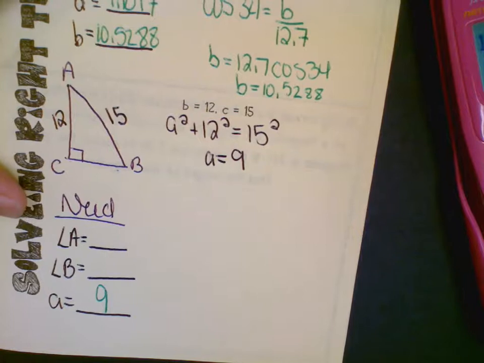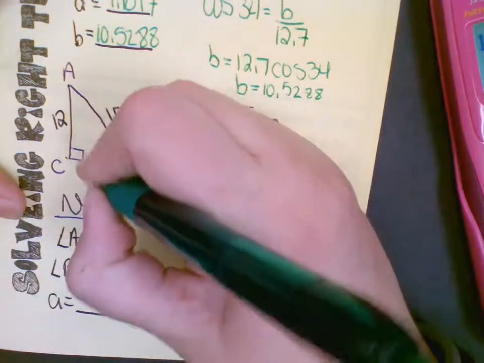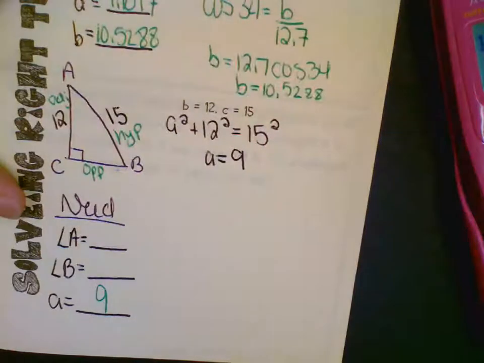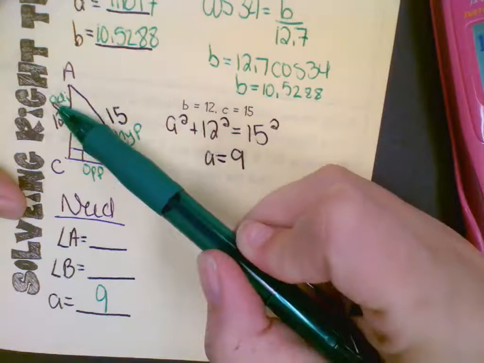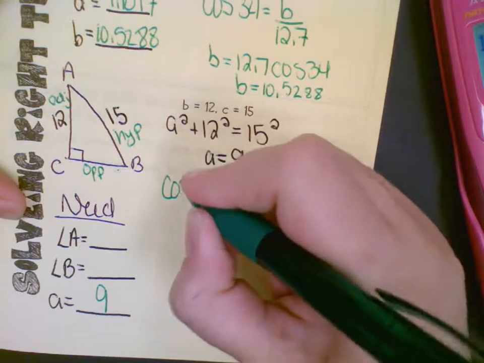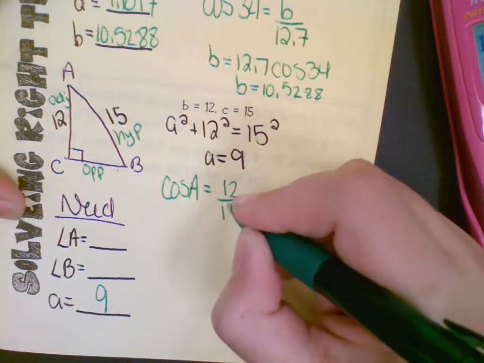So to find angles, we set up our trig ratios just like we did for the last one, but this time we're finding theta instead, or A and B. So label everything that you have with hypotenuse, adjacent, and opposite, just like we did before. So if we're going to find angle A first, then we have adjacent and hypotenuse. So that would be cosine. So cosine of A equals adjacent over hypotenuse.